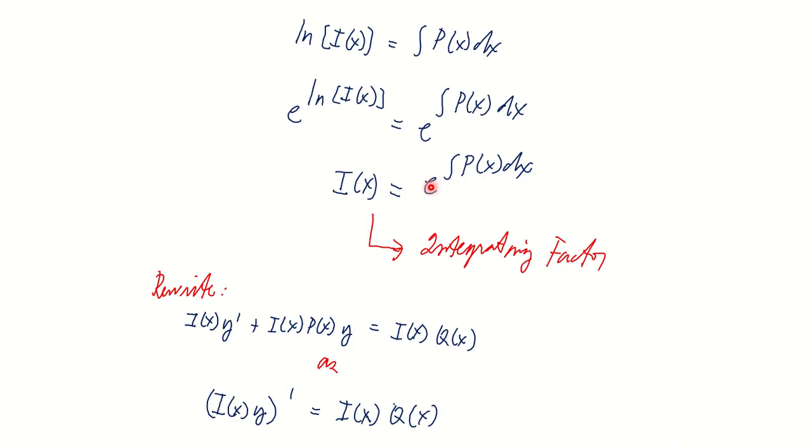And of course, as you can see in our previous slide, the derivative of the product of the integrating factor I of x and y is equal to I of x times q of x.